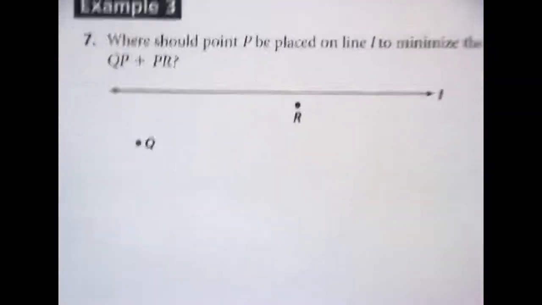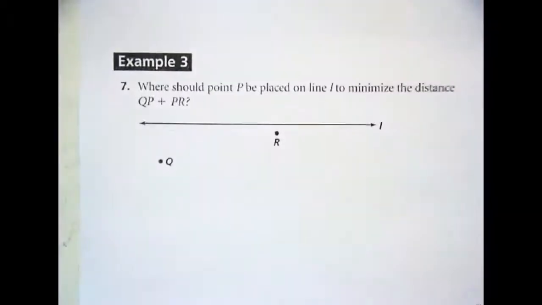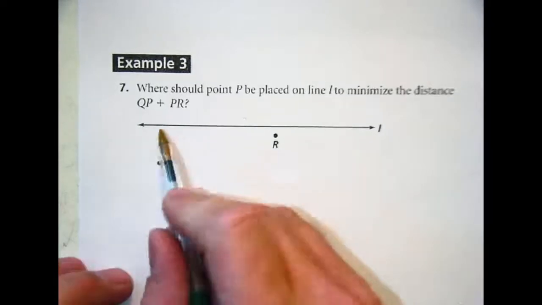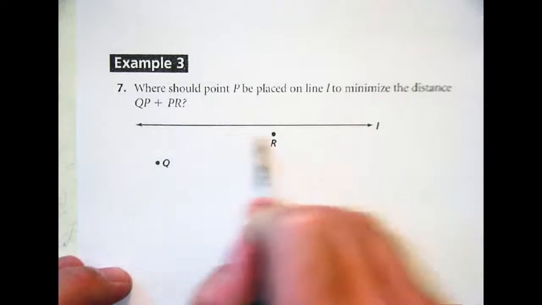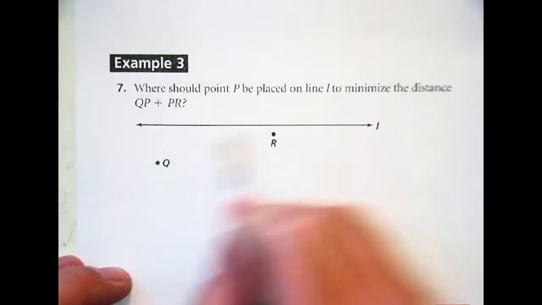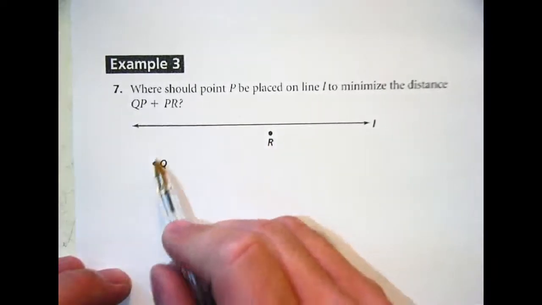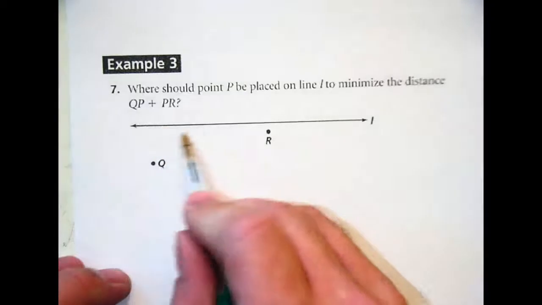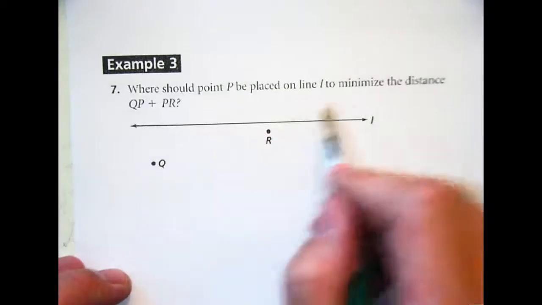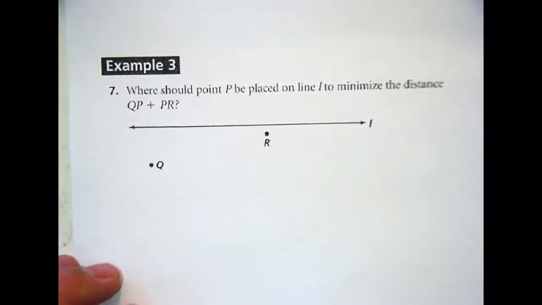All right, one other cool thing about reflection. So let's take this. This is number 7. Number 7 said, where should point P be placed on a line L to minimize the distance from QP to PR? So in other words, if I were to put point P somewhere on this line, where could I put it so that it would be the shortest distance if I drew from like Q to P and then to R? Where would the shortest distance be? Why don't you talk with your groupies about it?